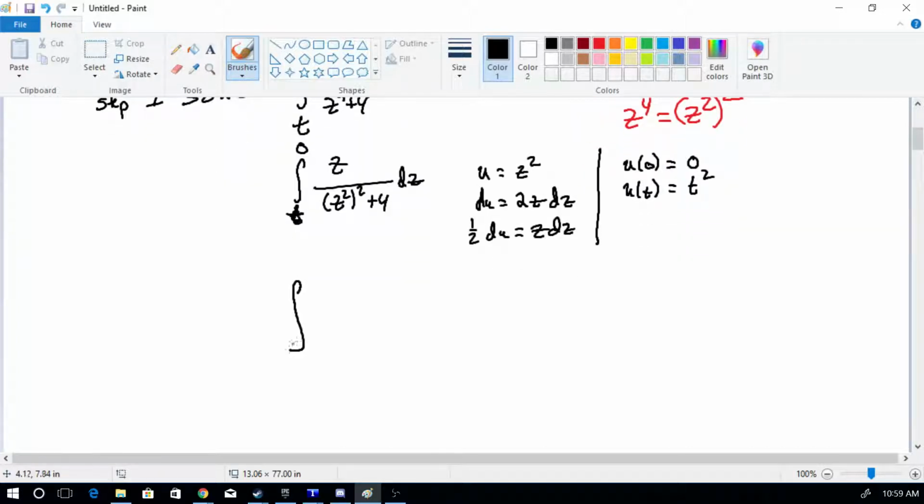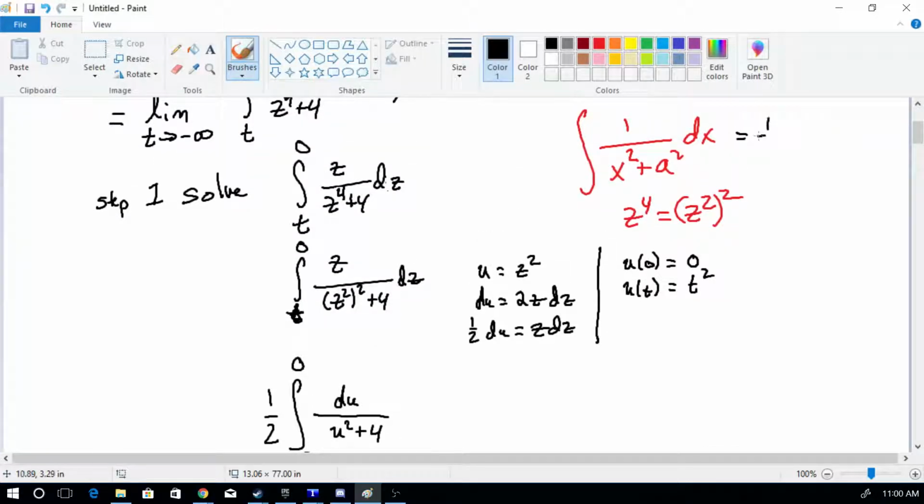So now that gives us a new integral, t squared to 0, 1/2 from the differential, du over u squared plus 4. All right, this is great. This is now just a formula, right? Let's recall: 1 over a arctan x over a.